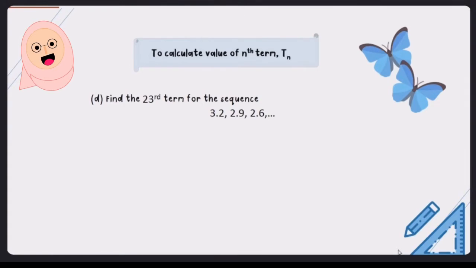From this sequence, we can get that A is 3.2 because 3.2 is the first term in the sequence, and n is 23. All we need to find out is D. D is equal to the second term minus the first term. This is the first term and this is the second term. So 2.9 minus 3.2, and you can get D is negative 0.3.